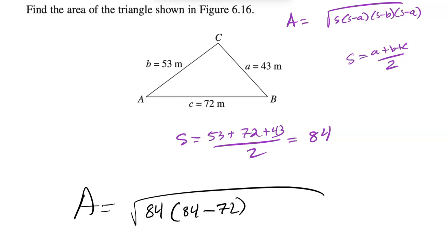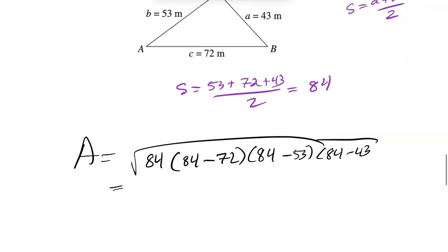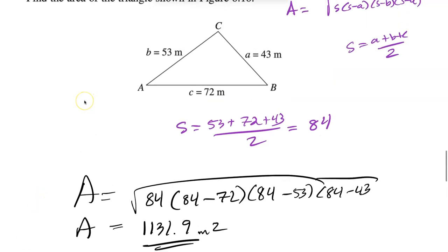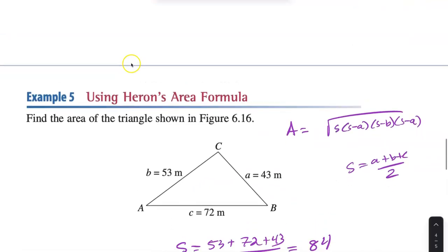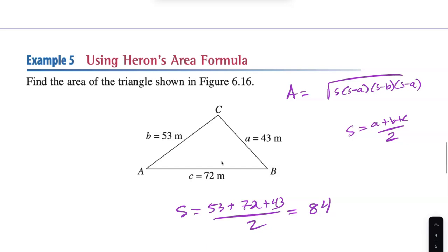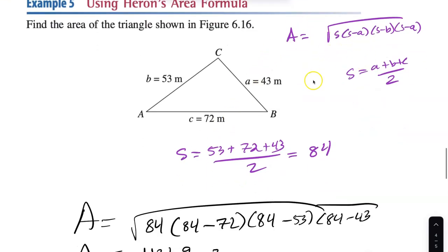I'm just going to go one by one. 84 minus 53. And 84 minus 43. And all we're going to do is type that into our calculator to get an answer. And we get 131.9 meters squared is the area. So that's Heron's formula. Pretty crazy formula. It's pretty straightforward. All you need is all the sides. That's why it's in the law of cosines section. But all you do is plug it in, find your s, and once you have your s, plug it into the equation, and you're done.